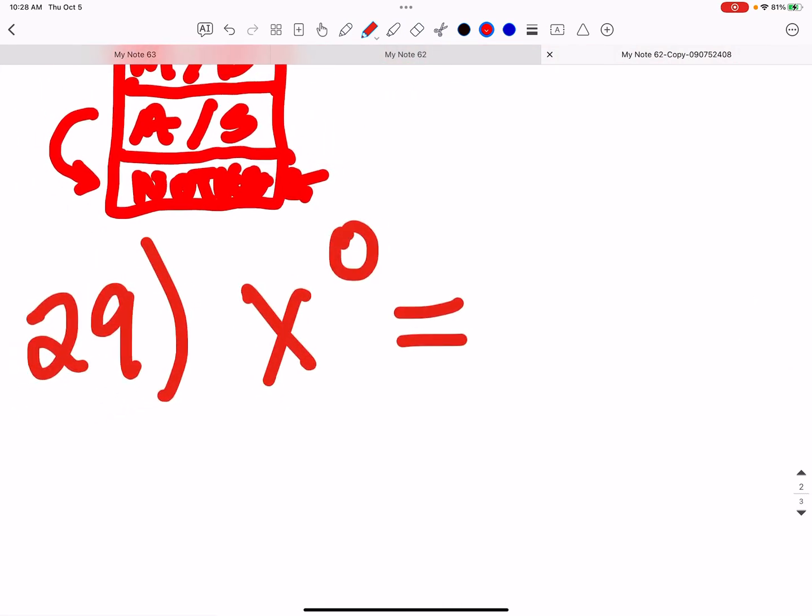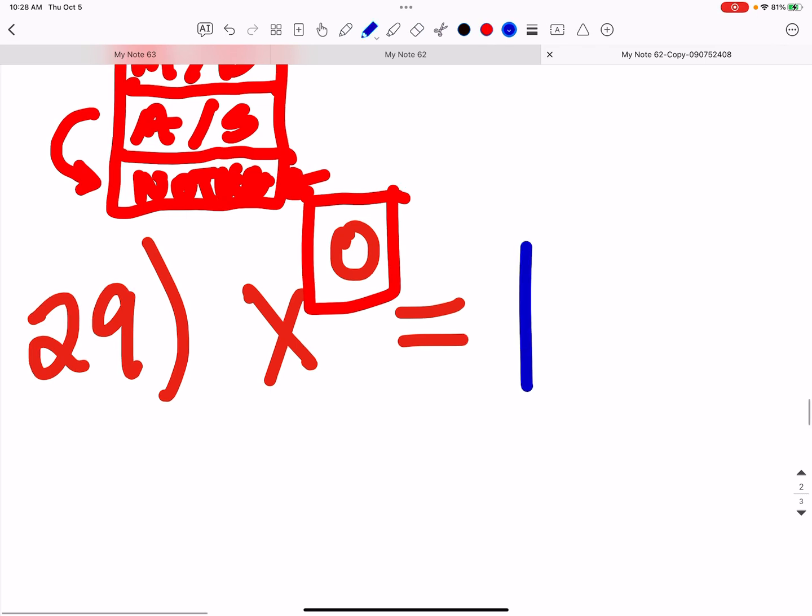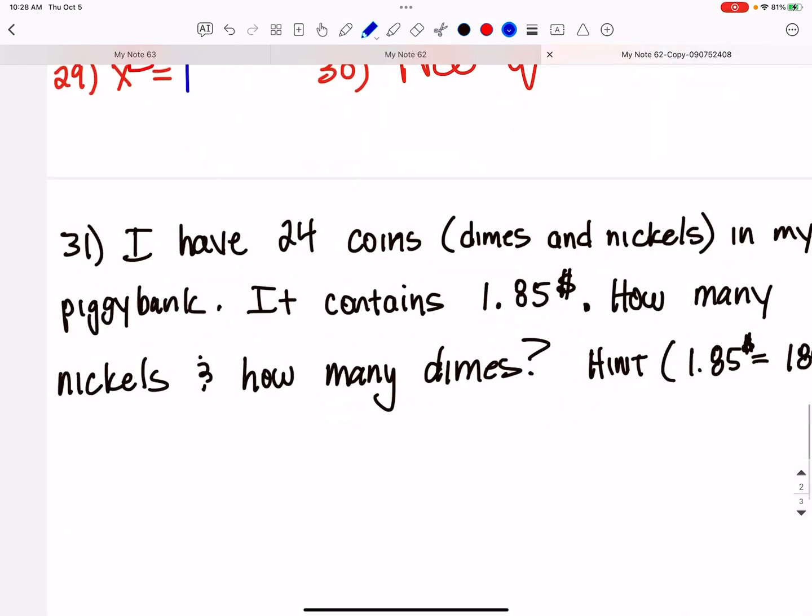29, this is just a definition question. Any number to the 0th power is, you should know this, 1. 30, free question.